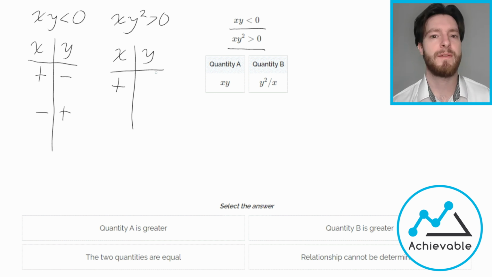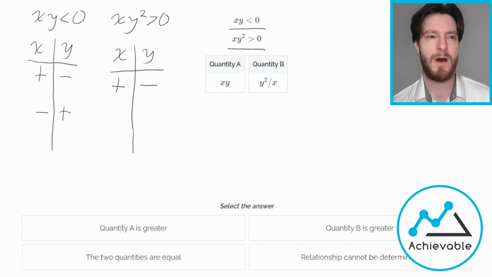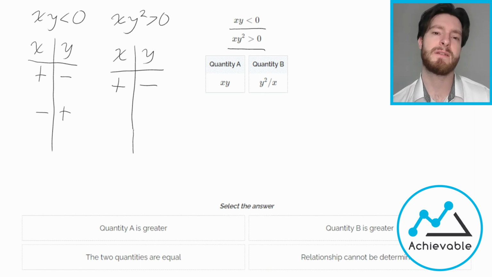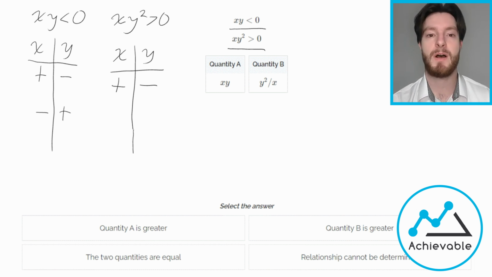So let's start off with considering that x is positive and y is negative. If x were positive in the second constraint, we would have a positive number times a negative number squared, which is actually positive. So both parts would be positive. That would fulfill the constraint. So we have one situation where we know for sure x is positive.